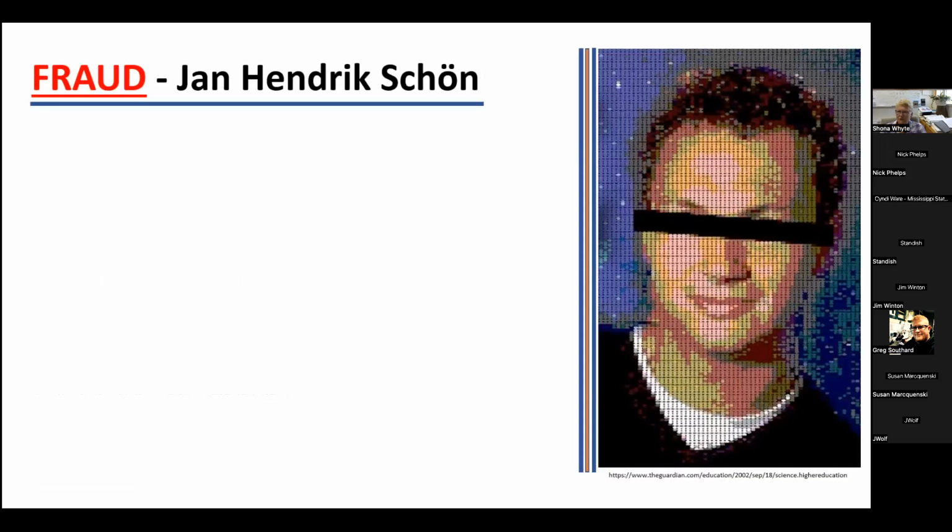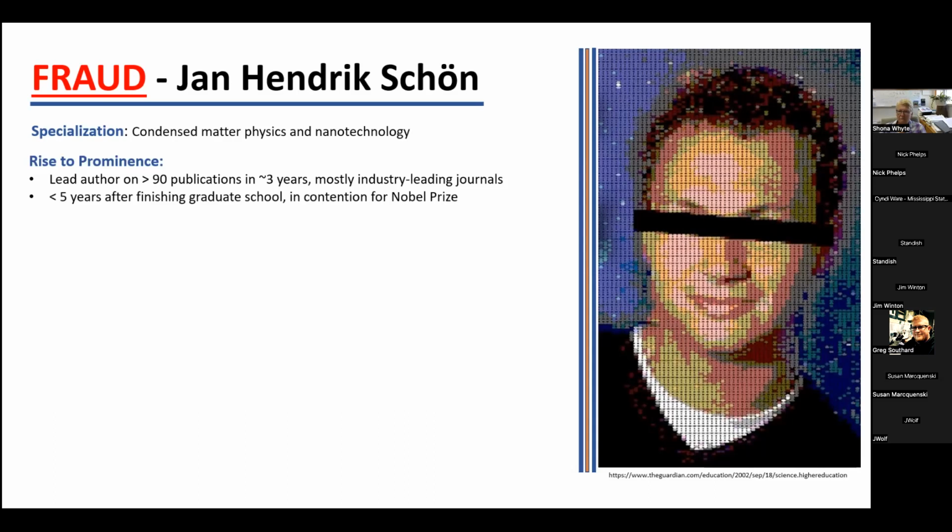So here's deliberate fraud. This individual, Jan Hendrik Schön, was a German researcher. His specialization was in condensed matter physics and nanotechnology. He was a real kind of whiz kid. He was a lead author on more than 90 publications in about 3 years, mostly in industry-leading journals. And in less than 5 years after finishing graduate school, he was in contention for being nominated for a Nobel Prize. So a real whiz kid in his field.